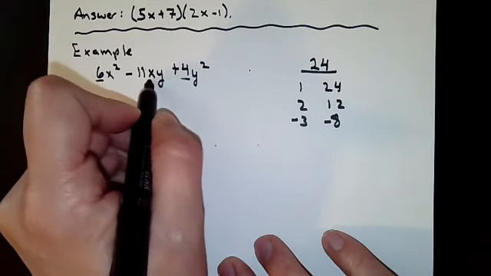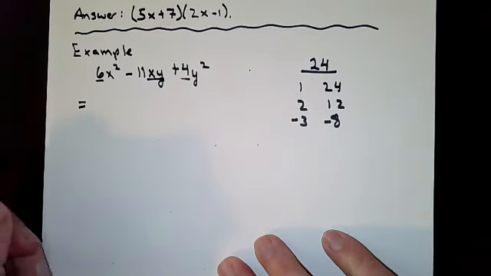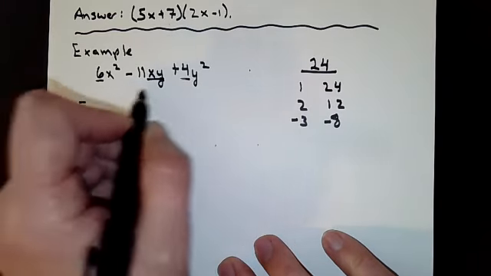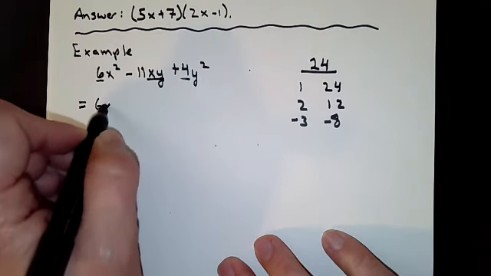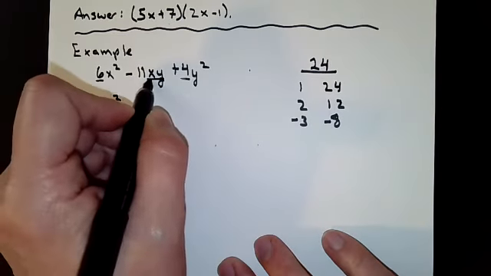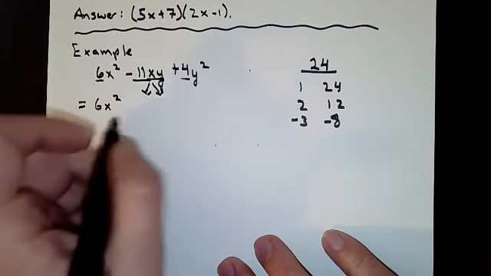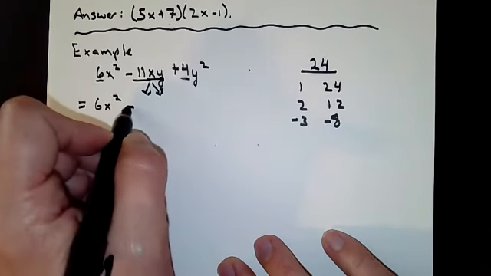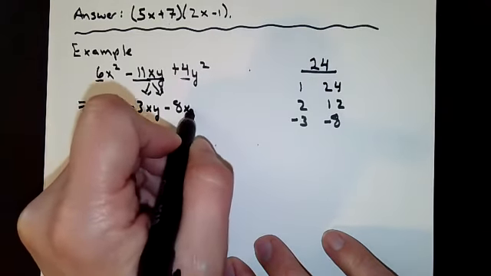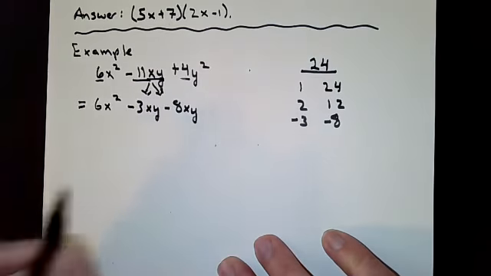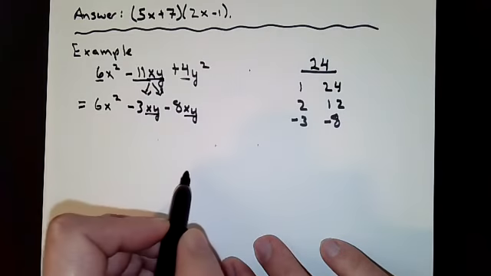What does matter is that we make sure the variables are the same. So this middle term has a variable x times y. So the middle terms will have the same variables. All right, here we go. The 6x squared does not change. We split the middle term up into, let's just do negative 3xy minus 8xy. We could swap those two, it's fine. But again, notice they both have the same variables as the original term.